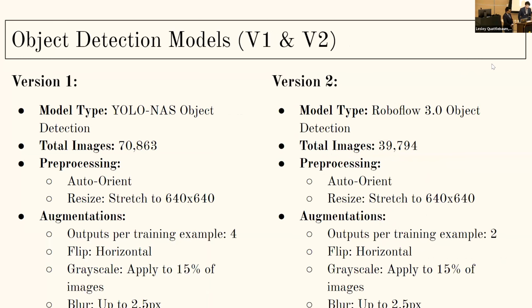And then these are our object detection models with YOLO. Now the drawback for version 1, which is much different than version 2, is that it does take much longer to train. I think the YOLO NAS object detection took us about 36 hours of training before we could actually include it in the project.